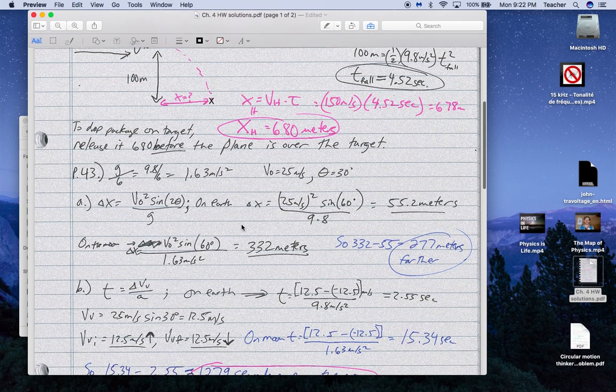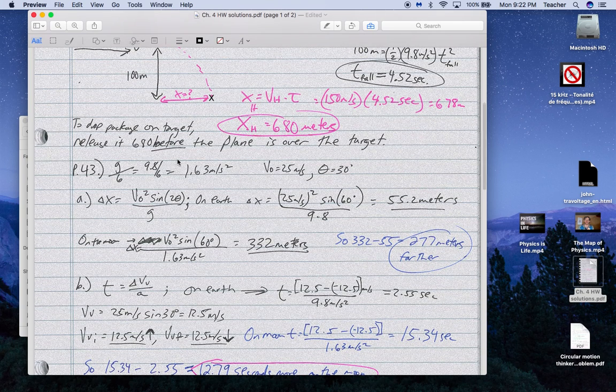Problem 43 is basically a problem of somebody hitting a golf ball on Earth and the Moon, and it's asking how far it goes, much further it goes on the Moon, and how much longer it would be in the air in terms of time. So I use this equation, which works if something lands at the same height as it's launched, to find the horizontal displacement. I got 55 meters on Earth for the speed and angle it was hit. On the Moon, I got 332 meters.